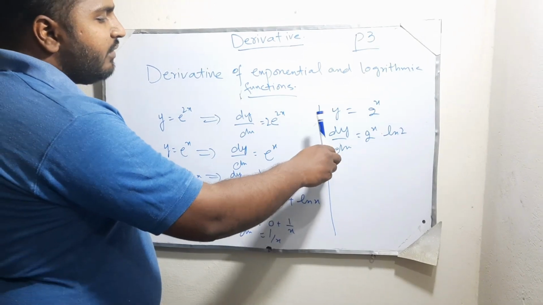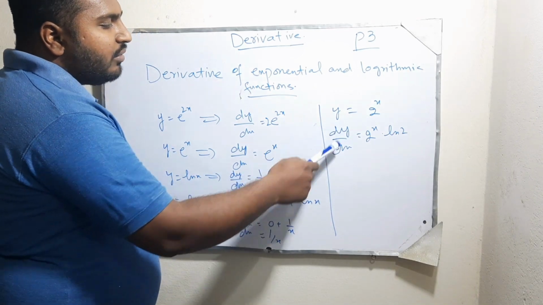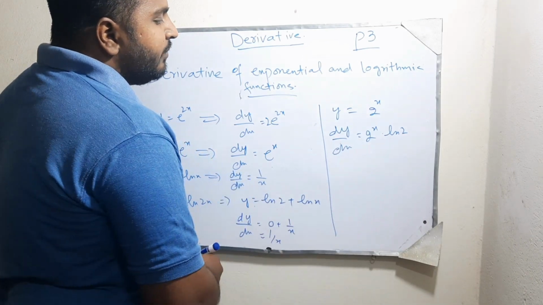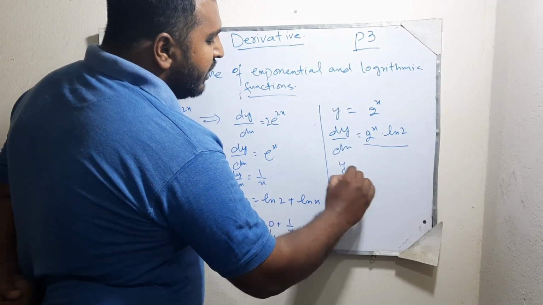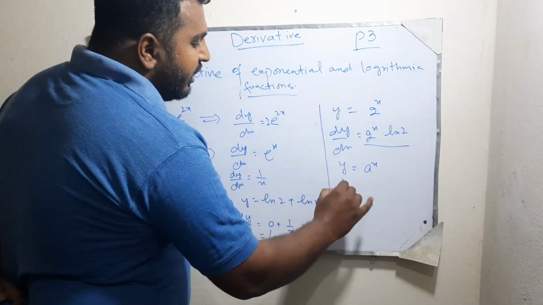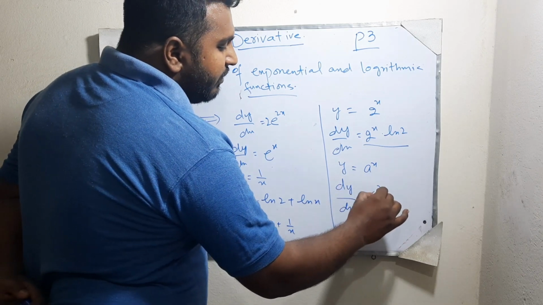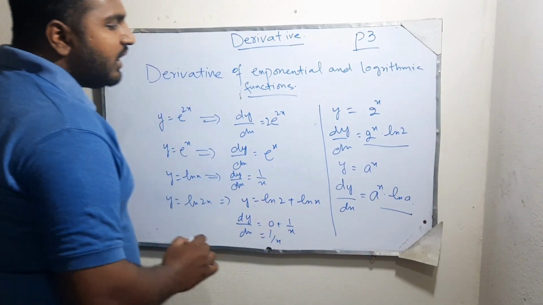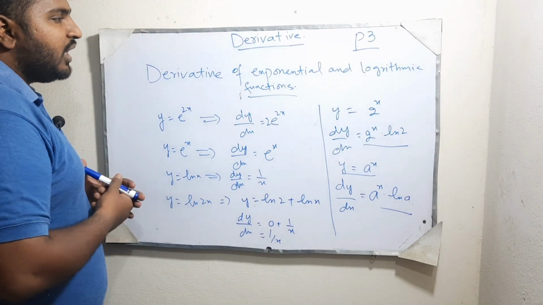But if we have a situation like this, y is equal to 2 power x, then the derivative dy over dx would become 2 power x, but natural log of 2 will multiply here. Its general form is like this. If y is equal to a power x, a could be any constant, then we take the derivative of this with respect to x, it would become a power x and natural log of a. This is our answer of this expression. This was the derivative of exponential and logarithmic functions.